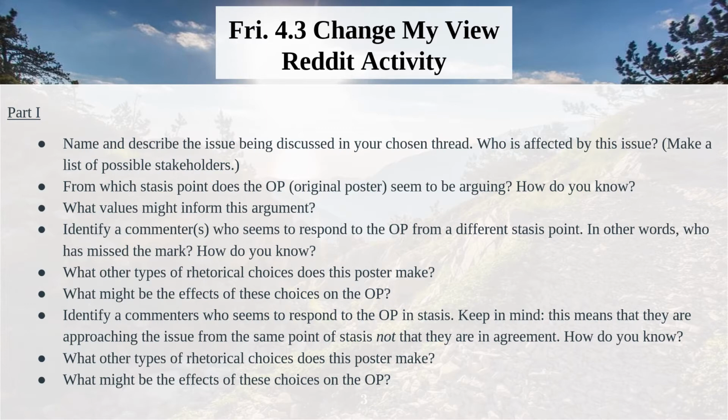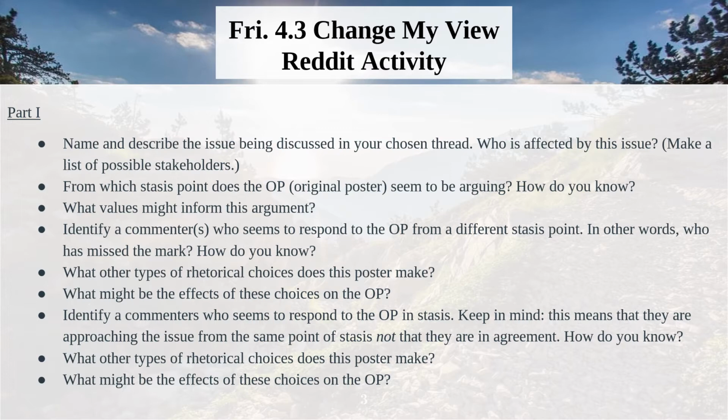Who is affected by this issue? I want you to make a list of possible stakeholders. Then, you need to identify which stasis point the OP or original poster seems to be arguing from. How do you know this? Provide textual evidence from the OP to support your claim. Then, identify what values might inform this argument.